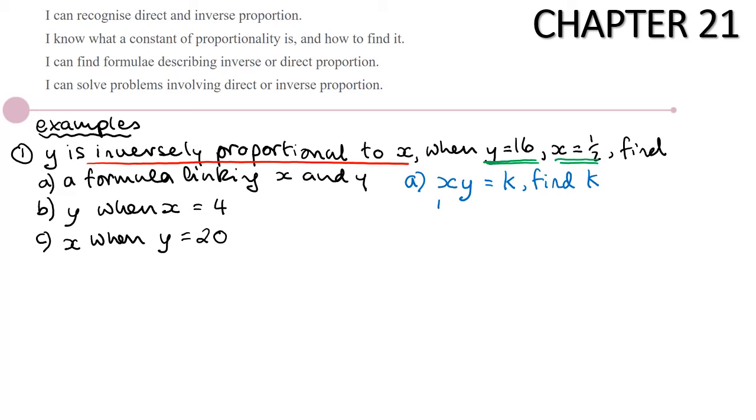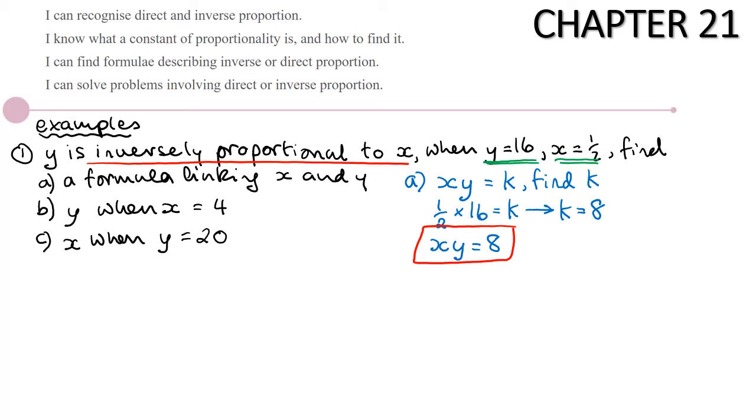So now I've got x, which is a half, times by k, which is 16. A half times 16 will give me k. That means that k is 8. So my formula is that x times y equals 8. What that means is in this question, whenever I times x and y together, I'm always going to get 8. That will help me find the answers to part B and C.